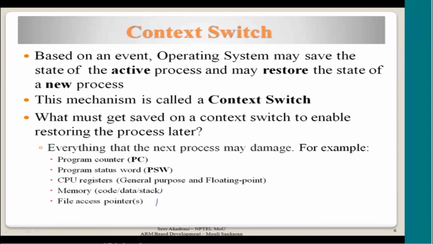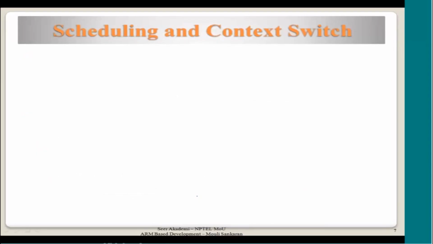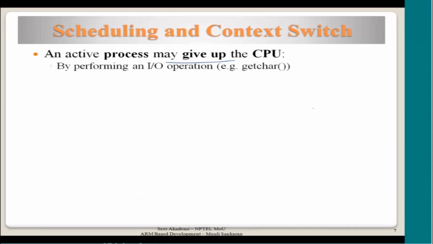Okay, as well as some file access if the OS supports a file management unit, a file system. Okay, scheduling and context switch. Any process may give up the CPU. Giving up the CPU means it may willingly go out of the CPU by performing an IO operation.